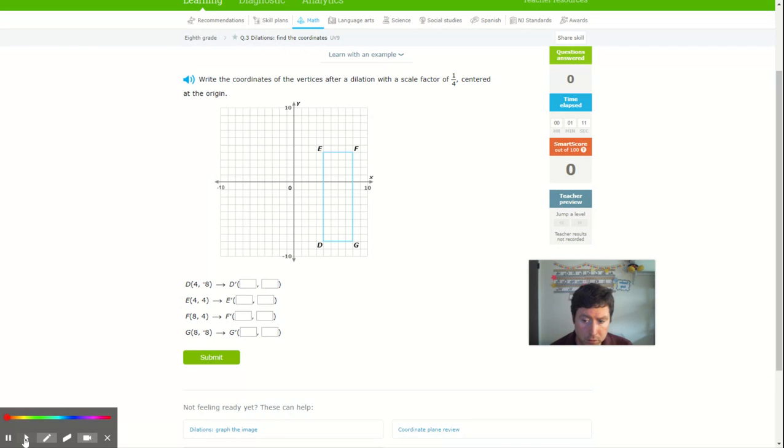So 4 divided by 4 is 1. Negative 8 divided by 4 is negative 2. 4 divided by 4 is 1. 4 divided by 4 is 1. 8 divided by 4 is 2. And 4 divided by 4 is 1. So what I'm doing is taking each one of these points and dividing it by the denominator here, which is 4. 8 divided by 4 is 2, and negative 8 divided by 4 is negative 2.